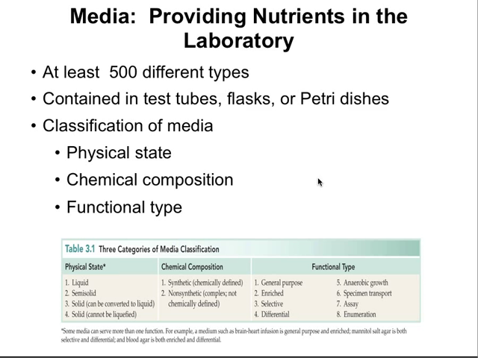We're going to classify all the different types of media, first by physical state, second by the chemical compositions, and then third by functional types. This table below will help you think about this. In the physical state, we consider liquid, semi-solid, solid that can become a liquid, or solid that cannot be liquefied. So that's the physical state. The chemical composition, they can either be synthetic or non-synthetic. And then there can be functional types, which are enriched or selective, differential. Some can favor anaerobic growth, and others can favor transport.